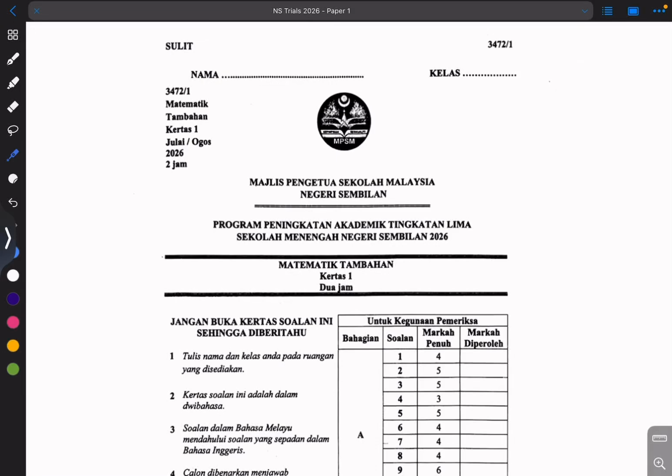Hey guys, today we are going to look at the Maths Negeri Sembilan 2026 Paper 1. Let's go.